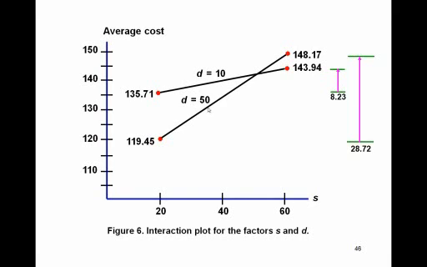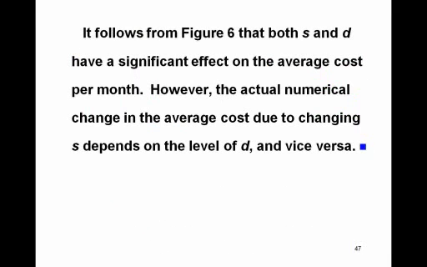$8.23. On the other hand, if we have little d equals 50, and we move little s from 20 to 60, the average cost goes up by $28.72. Notice, by the way, that those lines are not parallel to each other, indicating an interaction. It follows from figure 6 that both S and D do have a significant effect on average cost per month. However, the actual numerical change in the average cost due to change in little s depends on the level of little d and vice versa.